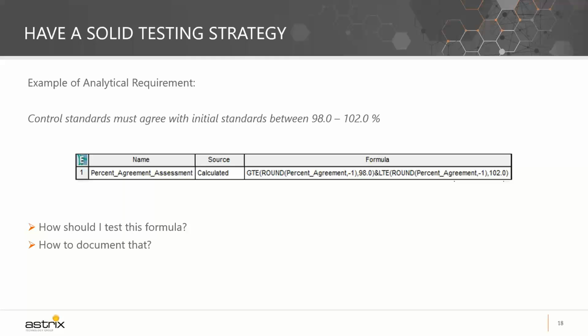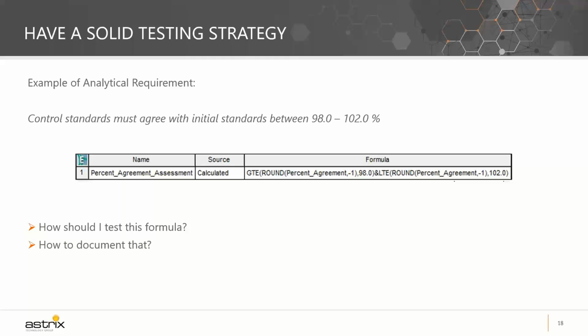This is the exact same formula that Henan showed a couple of slides back. This formula is supposed to give you pass if your values are between 98% and 102, or fail if it's outside of that range. So thinking about a testing strategy for this formula, how would you test this to make sure that this is working? And how to document that?